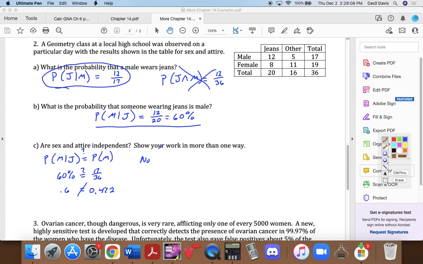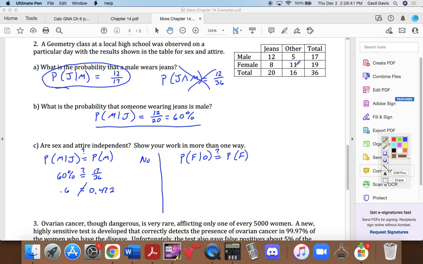But it says show this in more than one way, so let's do it another way. Since Lily really wants females to be involved, let's do the probability of female given that it's other. We need to check, is that equal to the probability that they're female? Most likely not.